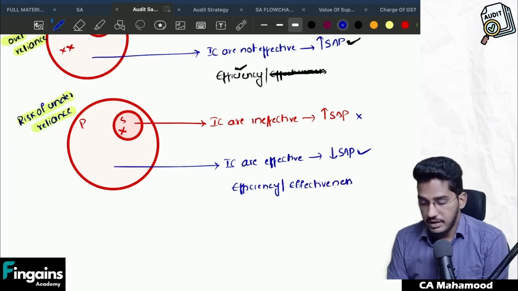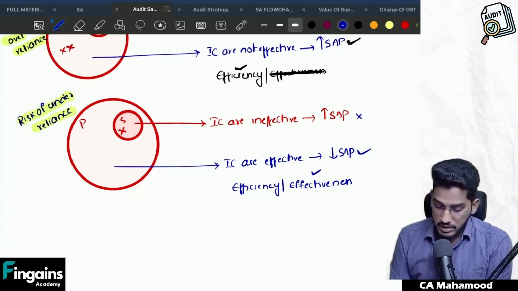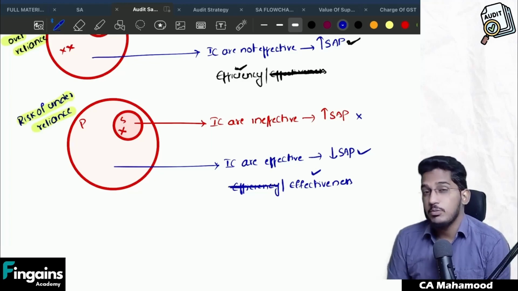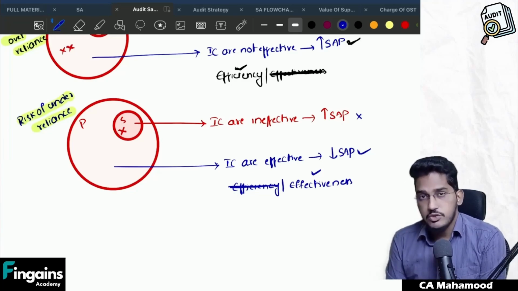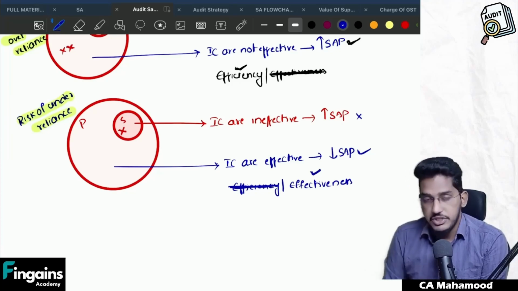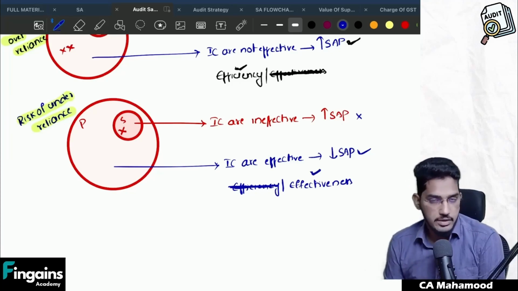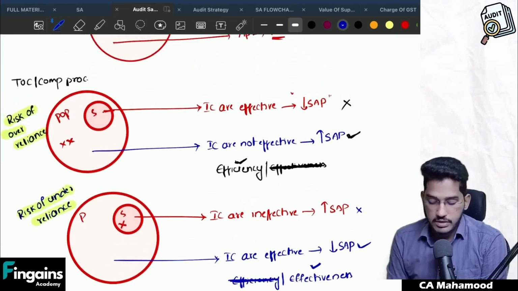In case of risk of under reliance, you are performing more procedures than actually required. That means you are doing the work in a perfect way. When less substantive procedures are appropriate, you are performing more substantive audit procedures. That means your work is perfectly fine. But the problem is, you are unnecessarily wasting your time. You are performing more procedures when less is required. That means you are taking more time. Efficiency will not be there in your audit. You are doing the work perfectly here, but your work will not be efficient, because you are spending more time than required. So this is how sampling risk is going to have an impact on test of controls.